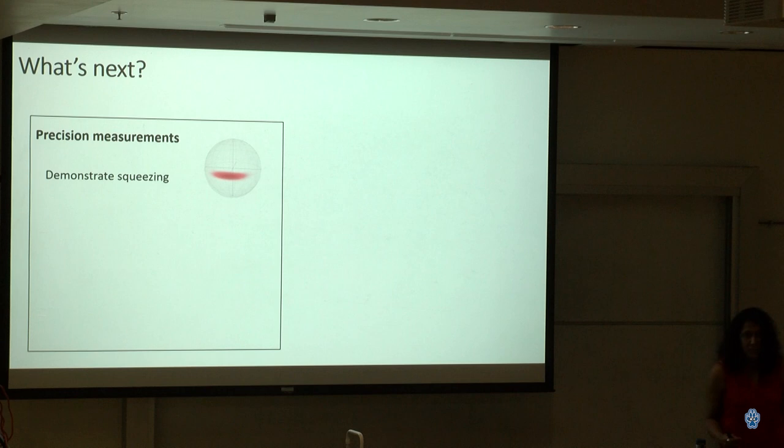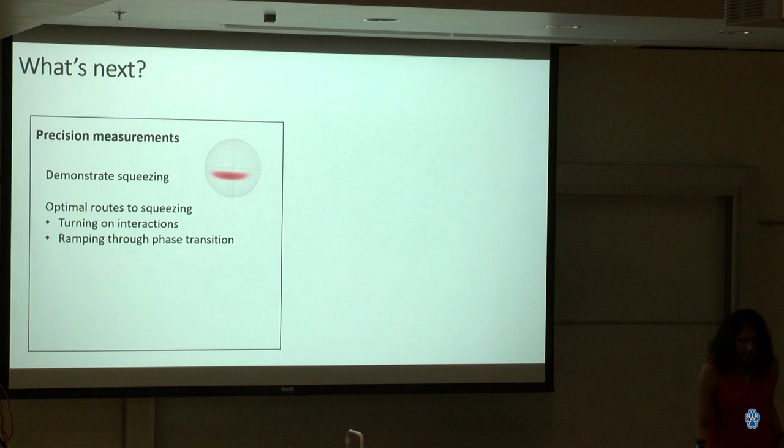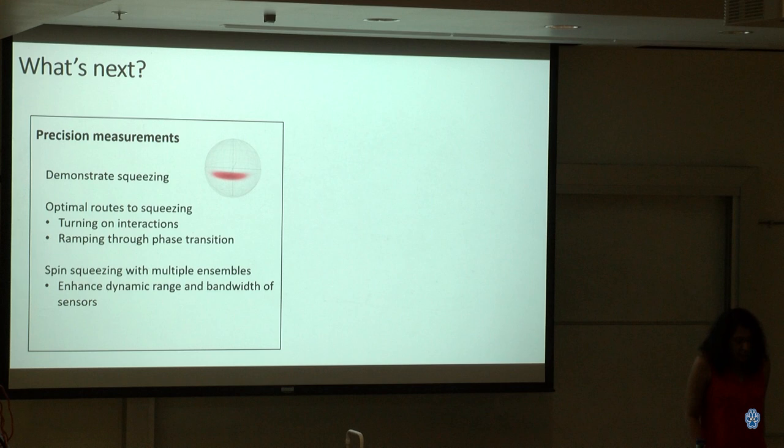So what's next for us? Well, from a metrological standpoint, I mentioned we still haven't explicitly demonstrated squeezing, and that's something that we want to do very soon. Once we do that, we can try to figure out how to optimize it. How do we make a maximally squeezed state? How do we make it better? We can do that by changing how we turn on our interactions, or maybe using a transverse field to get us to a better squeezed state. And if we can do this, we can then create multiple ensembles of these squeezed states. If we have a bunch of copies of the same system, that means our statistics go up and our sensitivity goes up. So we can try to make a really precise clock this way.